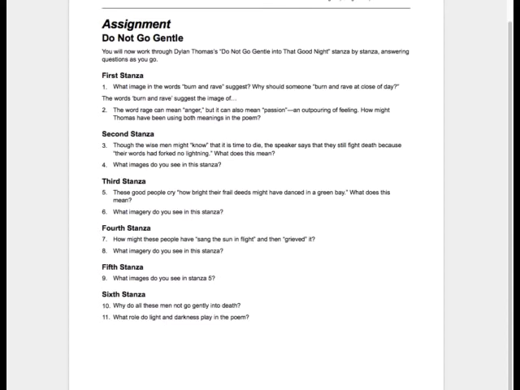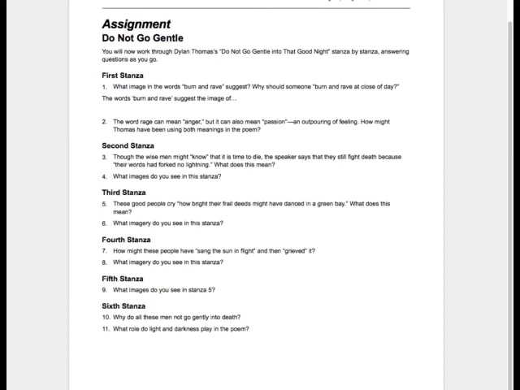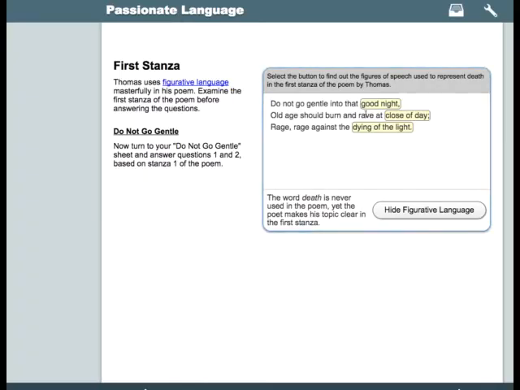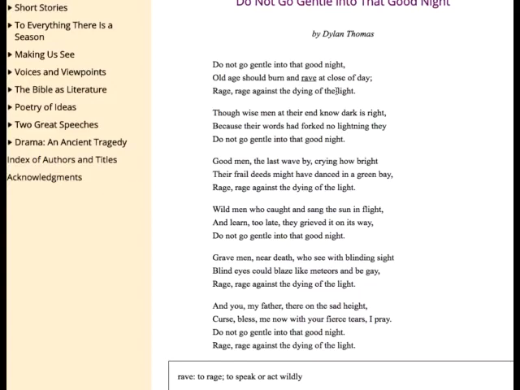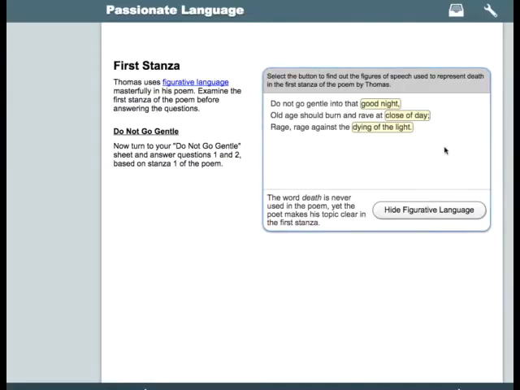So the images of burn and rave, what would that be talking about? That's something you want to be able to think about and come to a conclusion about. And then why should someone burn and rave at close of day? You would reply, someone should burn and rave at close of day because, and then fill it in with your answer. You should know what that means too. So if you're not quite sure yet, you want to go back and review what they're talking about, the figurative language. Review the poem once more to get you some ideas there, or even just ask me if you're not sure. I'm always there for that. And then go on to the second stanza.